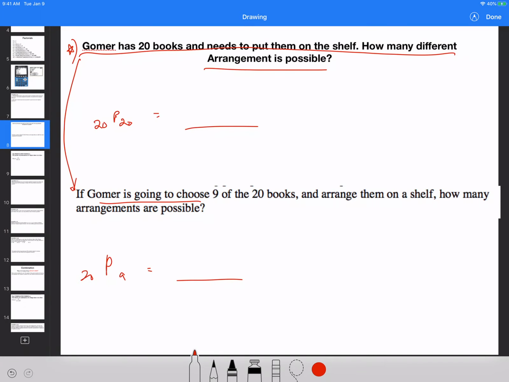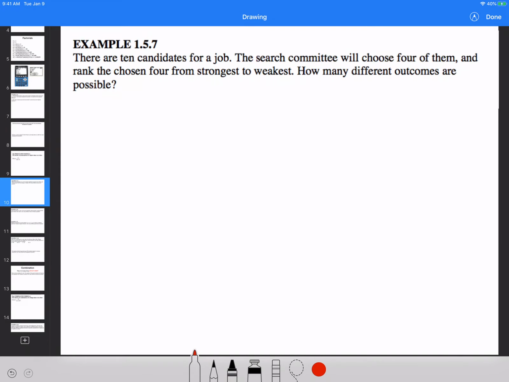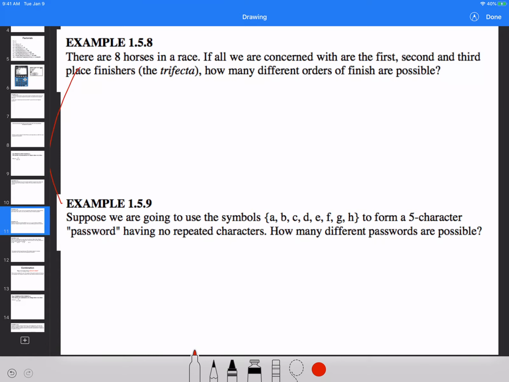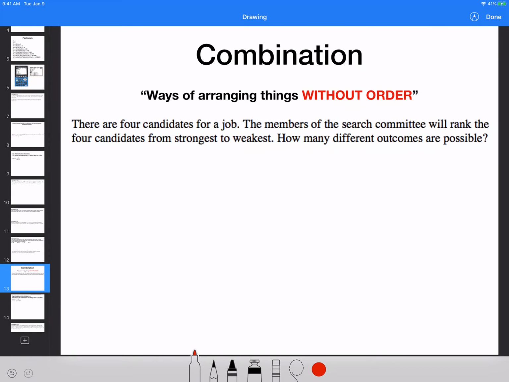Okay? All right, so there are going to be more permutation questions, but if you have forgotten the formula, I've already given you this. There are 10 candidates for a job. The search committee will choose 4 of them and rank the chosen from strongest to weakest. How many different outcomes are possible? For this one, we do 10P4, and you get the answer right away. So it seems like all these permutation questions are going to be pretty simple, and I'm going to give you questions like these to do. Passwords first, second, and then making the passwords or arranging them in a line, and these types of questions here, along with these two. Now, I want to go over combinations just a little bit before we end the video.